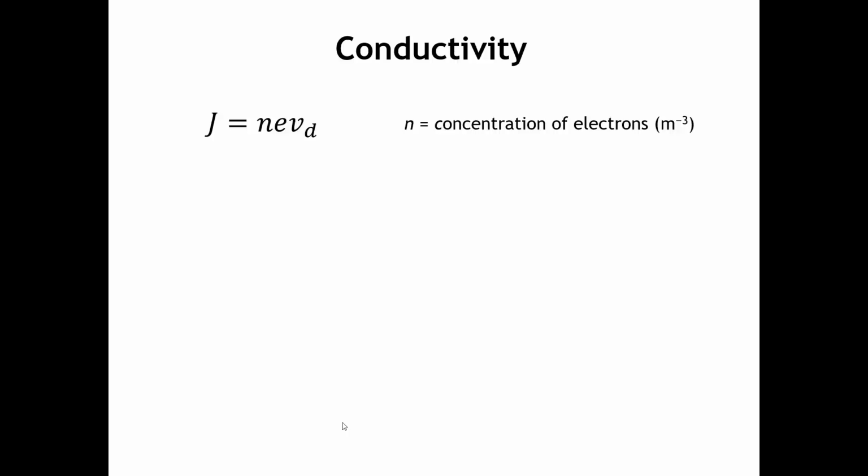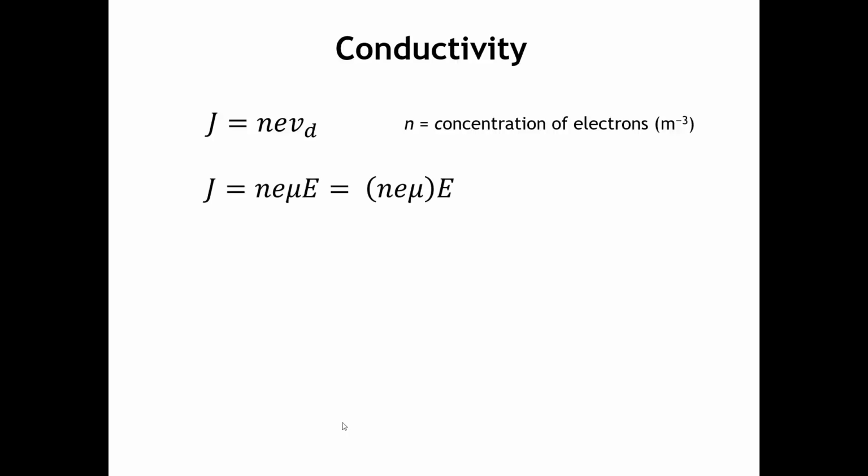The concentration of electrons is 1 over meters cubed. e is just the charge of the electron in coulombs, and then the drift velocity is meters per second. So we're going to get coulombs per second times meters squared. That is the current density.